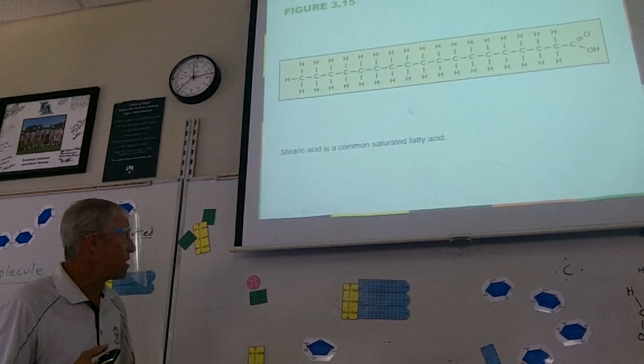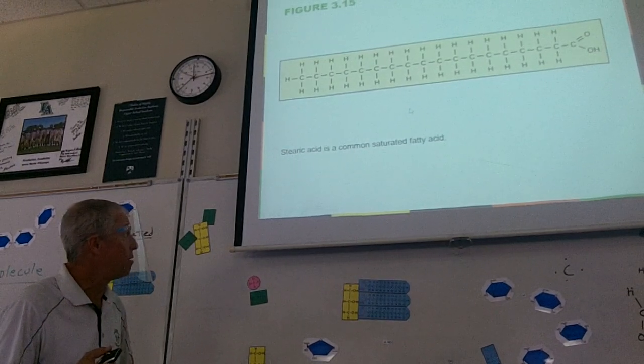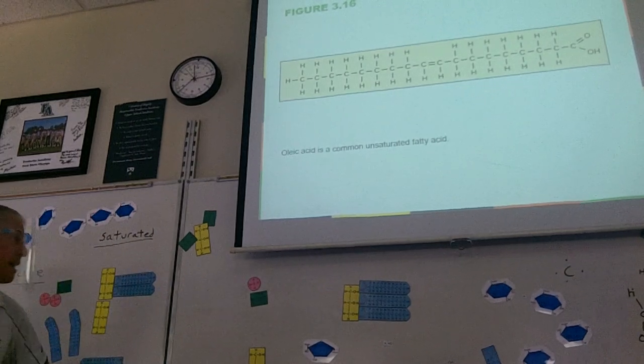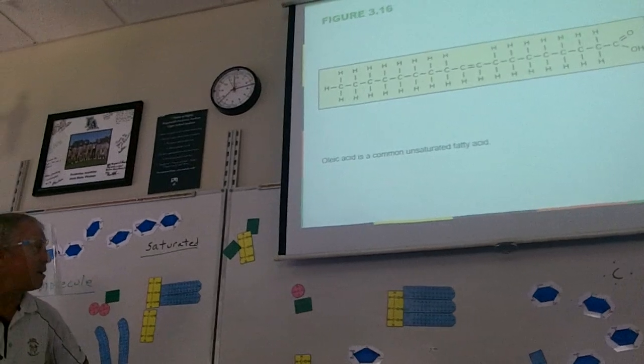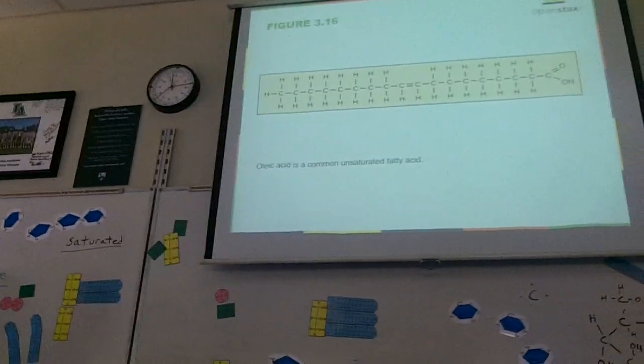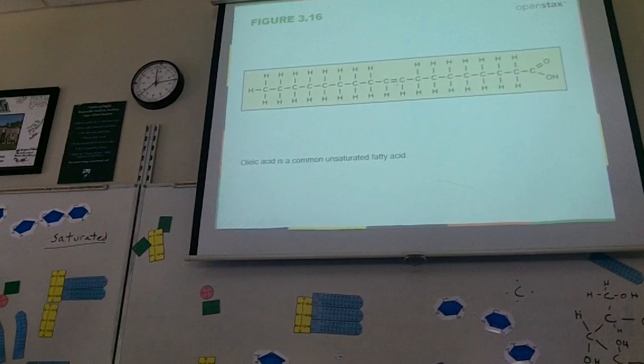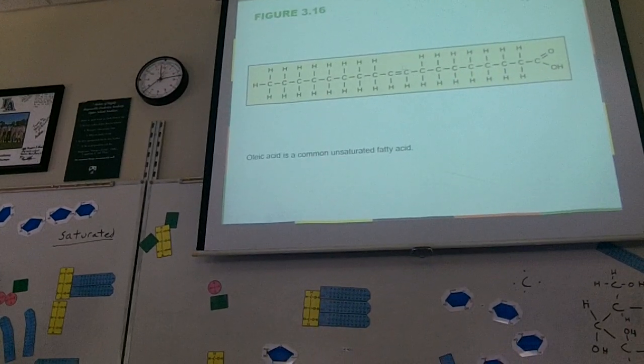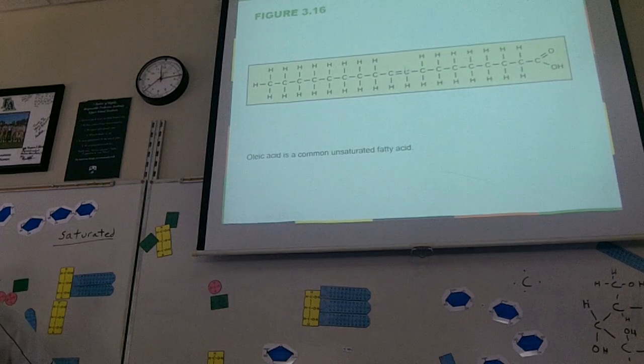Look at this. This next one is unsaturated. You see the difference? This is called oleic acid, and it's unsaturated. That means it's got a double bond somewhere in the structure, and that means there's not as many hydrogens as possible. So it's not saturated with hydrogens. It's unsaturated.